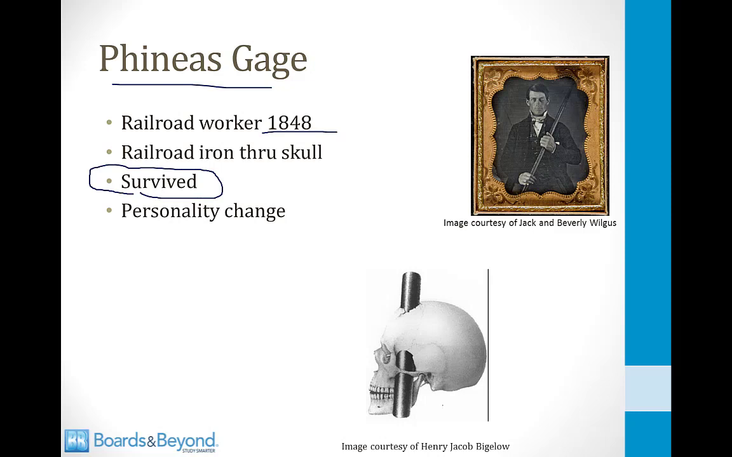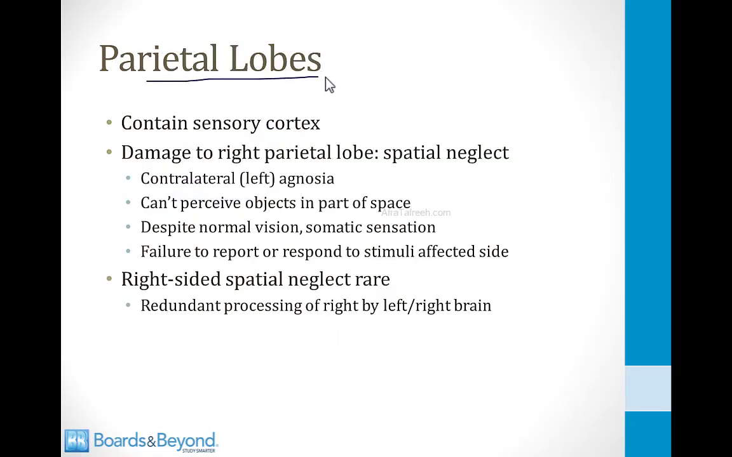It's not sure if it was as dramatic as it said, but regardless, the accident actually happened, and for a long time his skull was on display at Harvard's medical school. I'm not sure if it's there anymore. But this is an example of what can happen when you have damage to the prefrontal cortex. Your personality can change. Now let's talk about the parietal lobe.